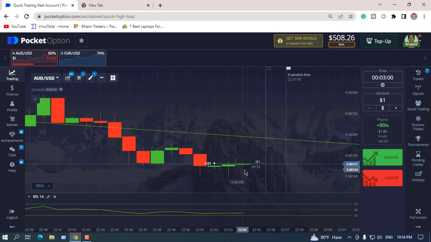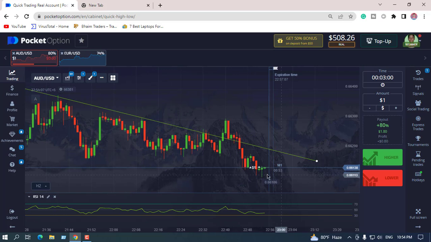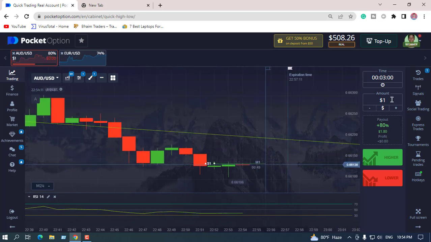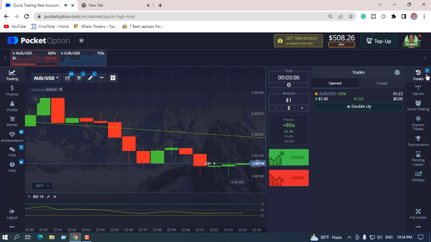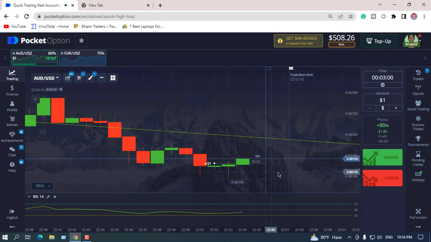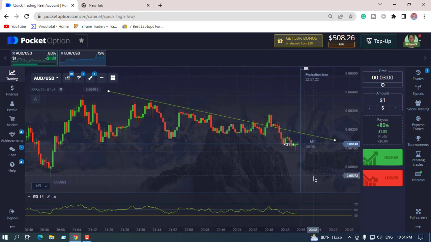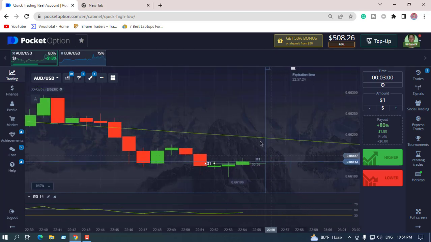This is a simple strategy. First you can learn binary options, then you can place trades. Do not trade blindly. Okay, the market is going up.